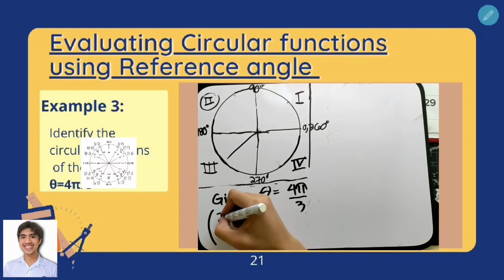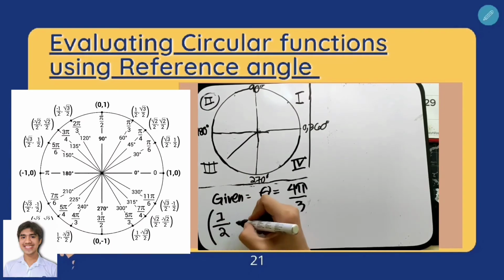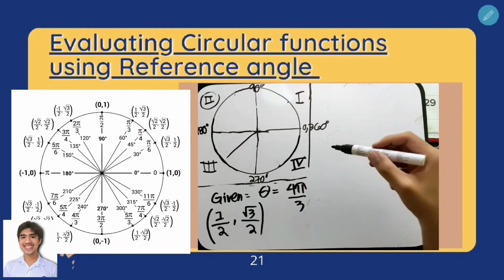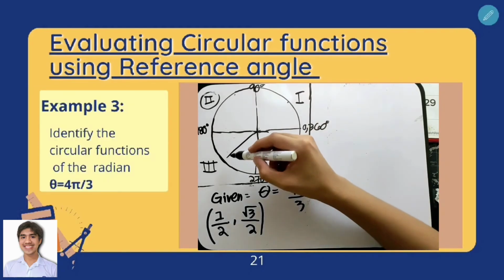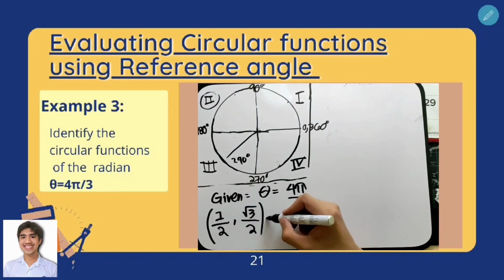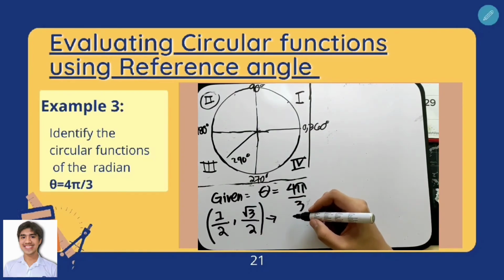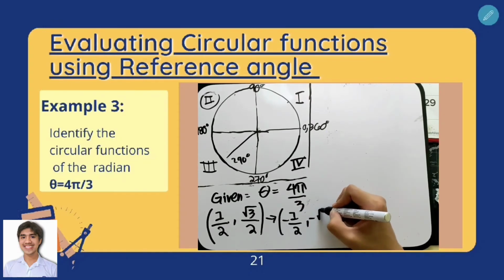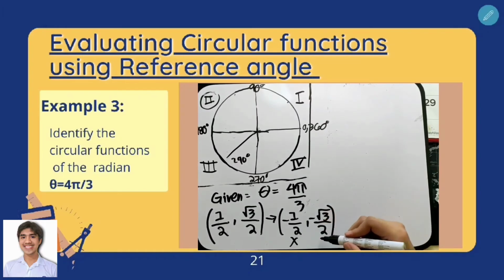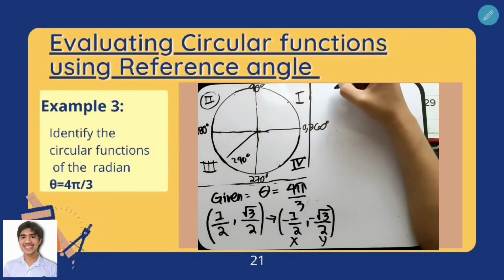From our unit circle, the terminal points of 60 degrees are 1/2 and square root of 3 over 2. 240 degrees is in third quadrant, so x-axis and y-axis are negative. And we need to change the signs of our coordinates into negative. So it will be negative 1/2 and negative square root of 3 over 2. Now, let's use this to determine our 6 circular functions.